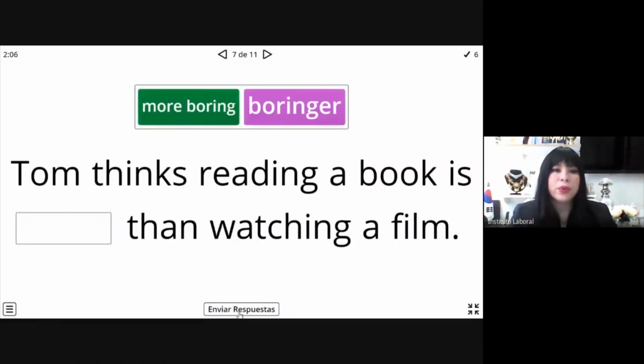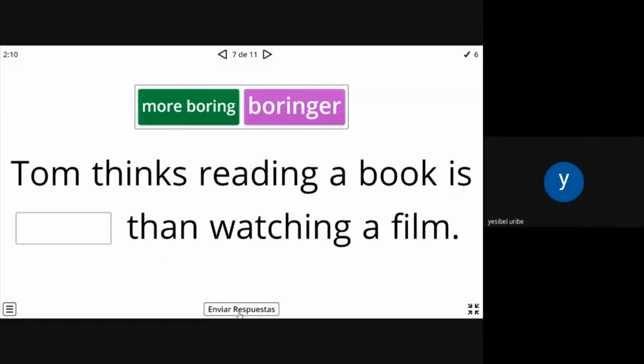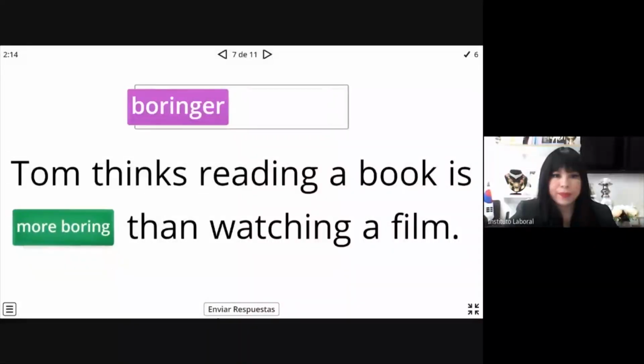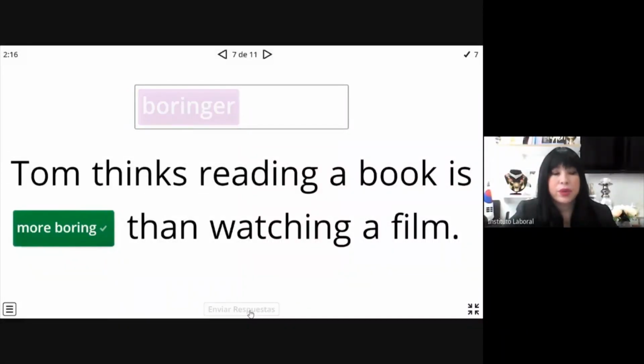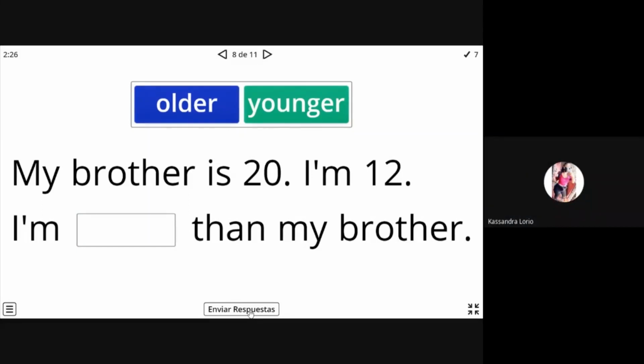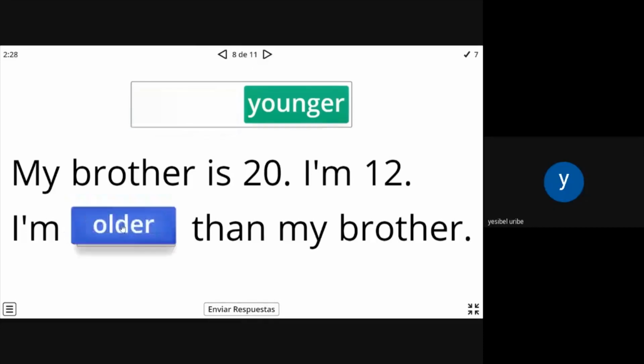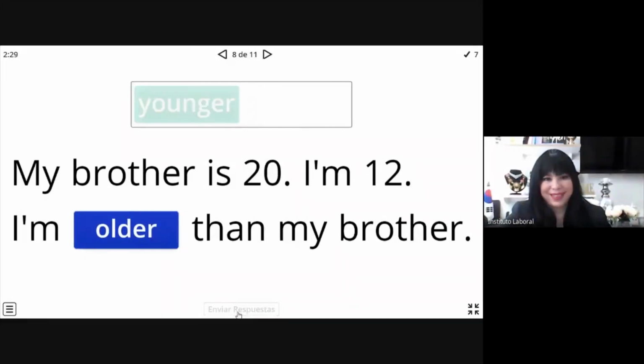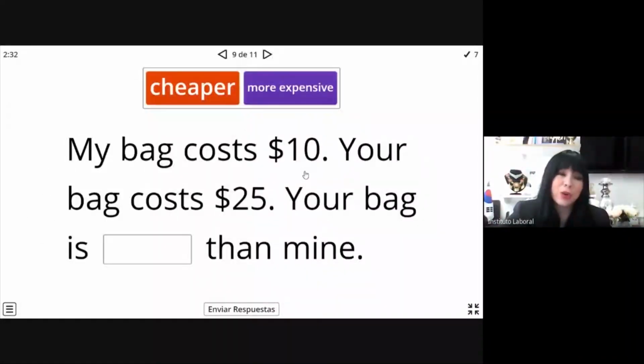Tom thinks reading a book is blank than watching a film. Green. More boring. Very good. My brother is 20. I am 12. I am blank than my brother. Older. Blue. I am 12. I am younger.